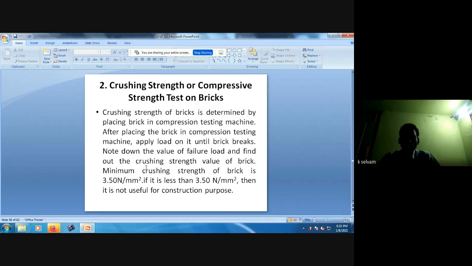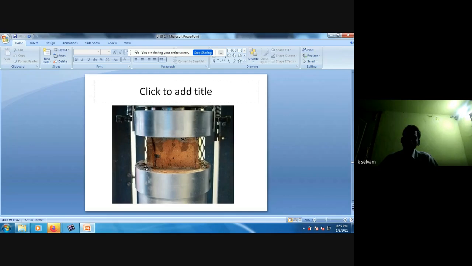The minimum crushing strength of a brick is 3.5 Newton per mm square. If it is less than 3.5 Newton per mm square, then it is not useful for construction purposes. This image shows the setup of the compression test.